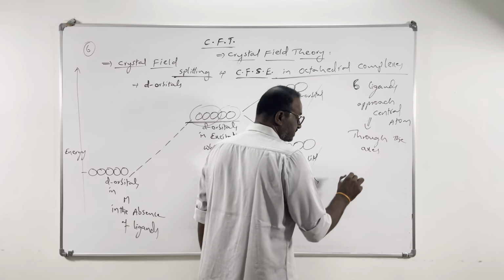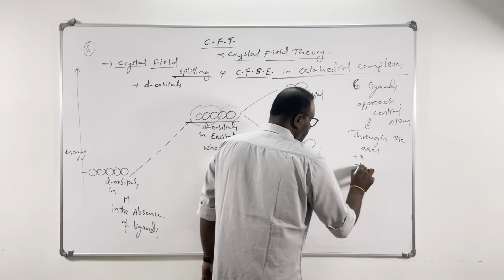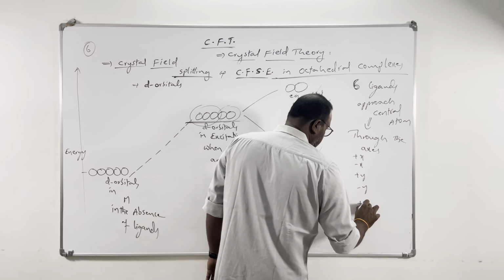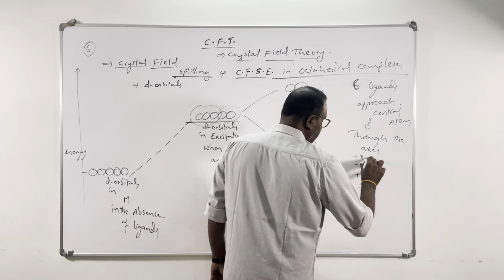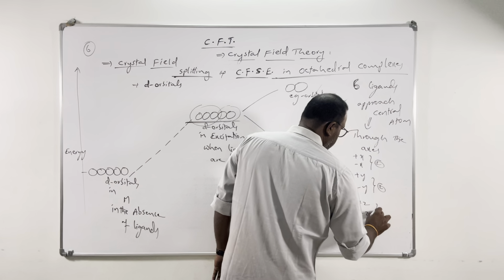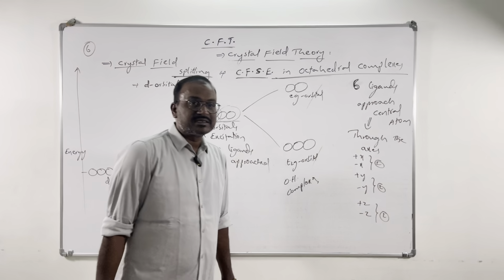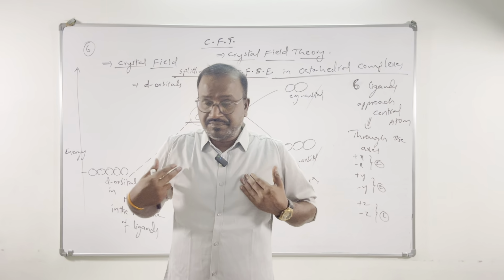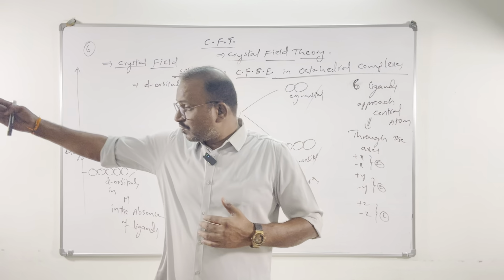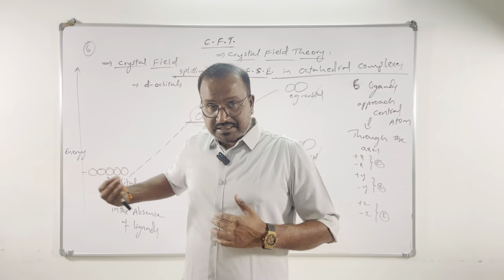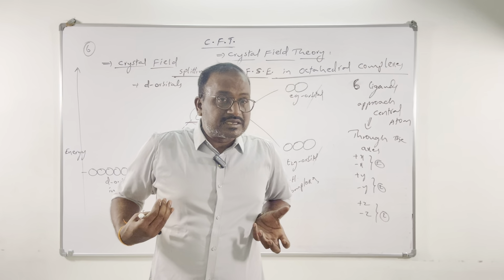Through the axis means plus x, minus x, plus y, minus y, plus z, minus z. Two ligands here, two ligands here, and two ligands here, total six ligands. What does it mean? Suppose myself is the central atom. This is the x-axis. One ligand will come through the x-axis from this side, we can say plus x, minus x.